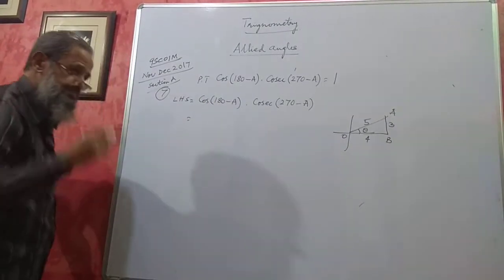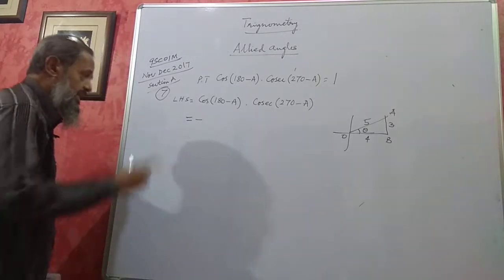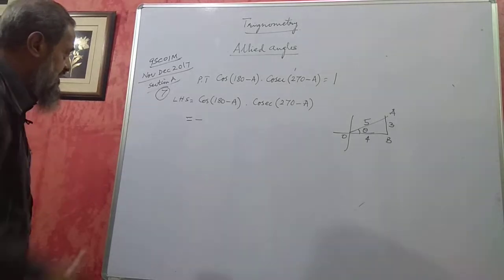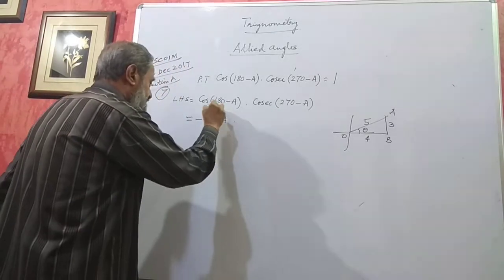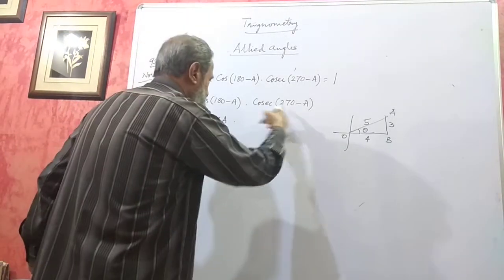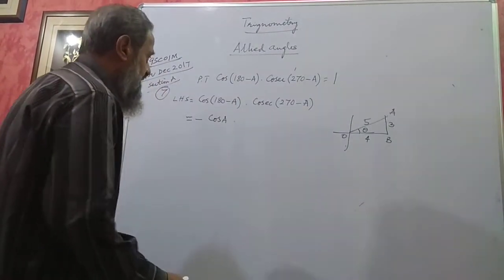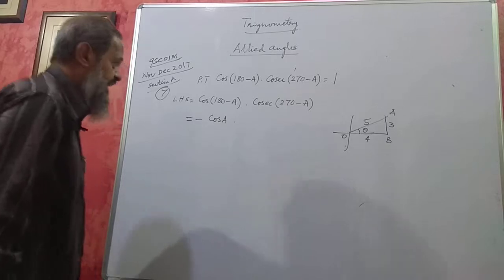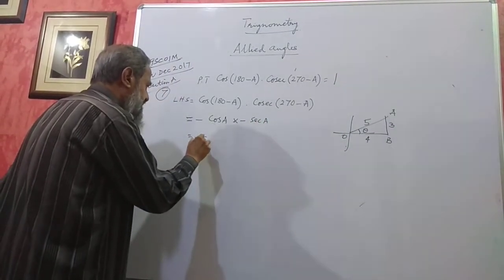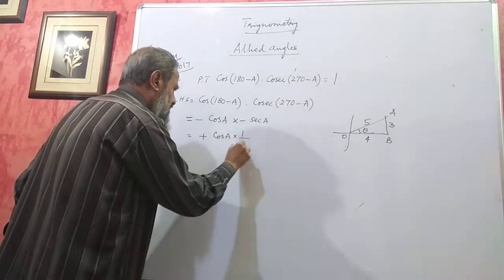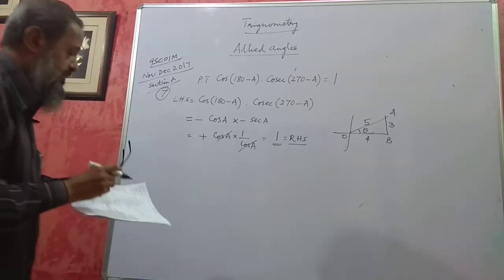180 minus A means the angle is in the second quadrant. In the second quadrant, cos is negative, only sin is positive there. ASTC, so this is minus cos A. Now cosec of 270 minus A: with 180, cos stays cos, but here 270 is there, so cosec will become secant, and the angle 270 minus A is in the third quadrant. In the third quadrant, cosec, which is the reciprocal of sine, will be negative, so minus secant A. So minus into minus becomes plus, cos A into 1 by cos A. Cos A gets cancelled, the answer is 1, that is the right hand side. This is also a 2 marks question.